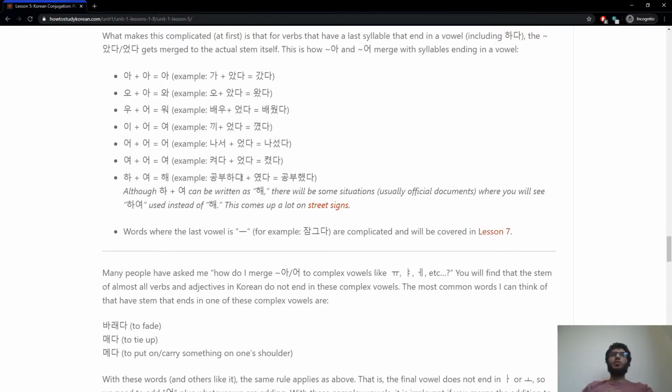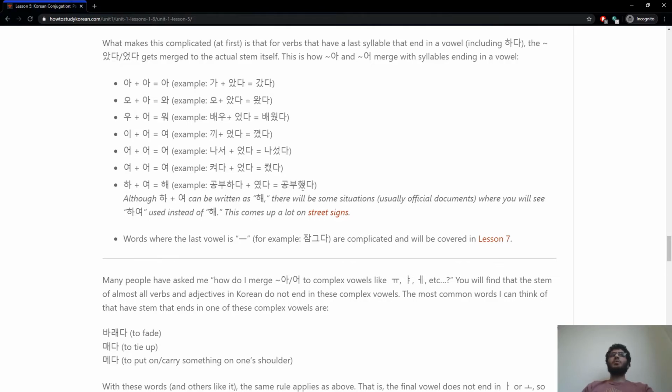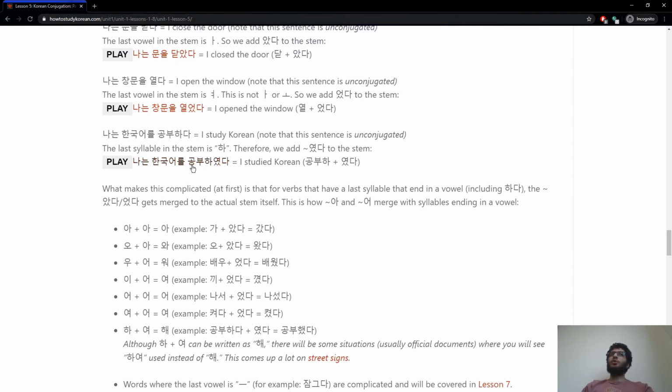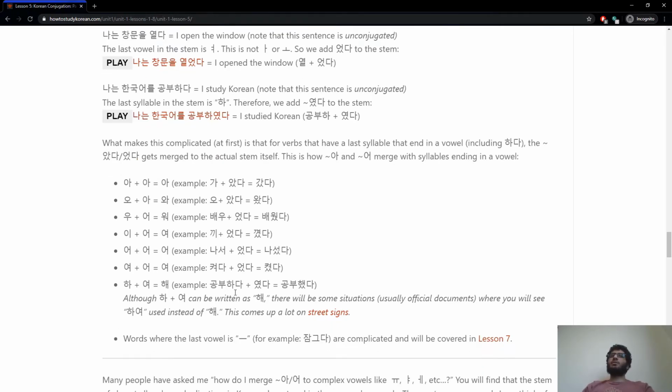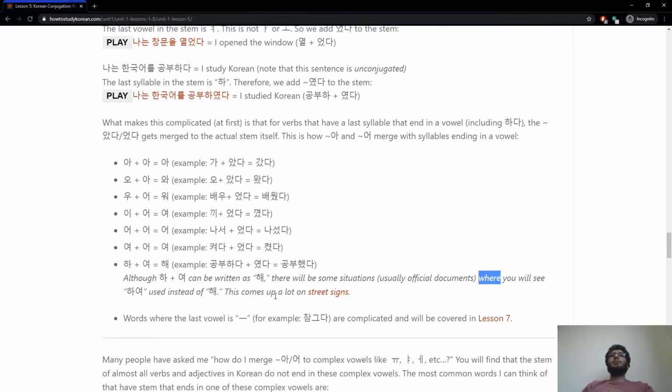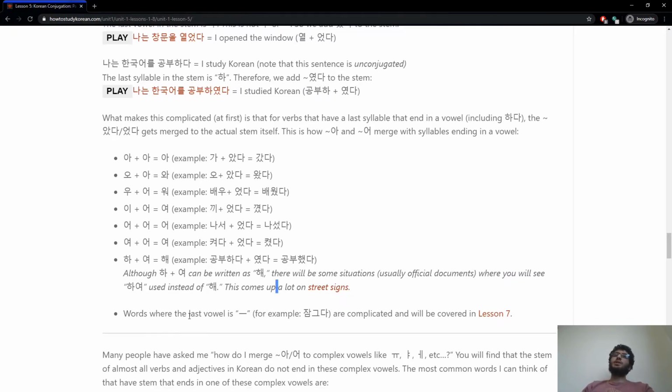So like 공부하다 plus 였다 becomes 공부했다. But like he says here, it can be written as he. It can also appear in official documents, or sometimes you'll see it in stories. If you're looking at children's stories to learn from, you'll see it sometimes where it's 하요 instead of he. And you can see it in a street sign that he has.